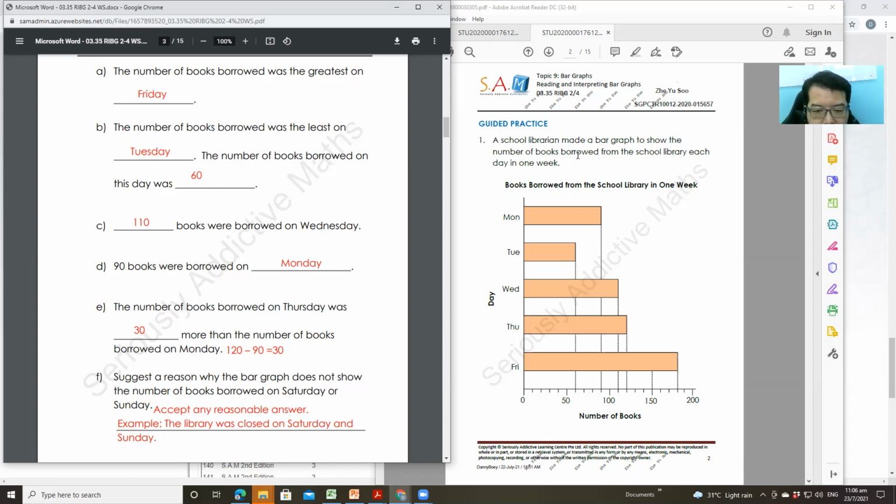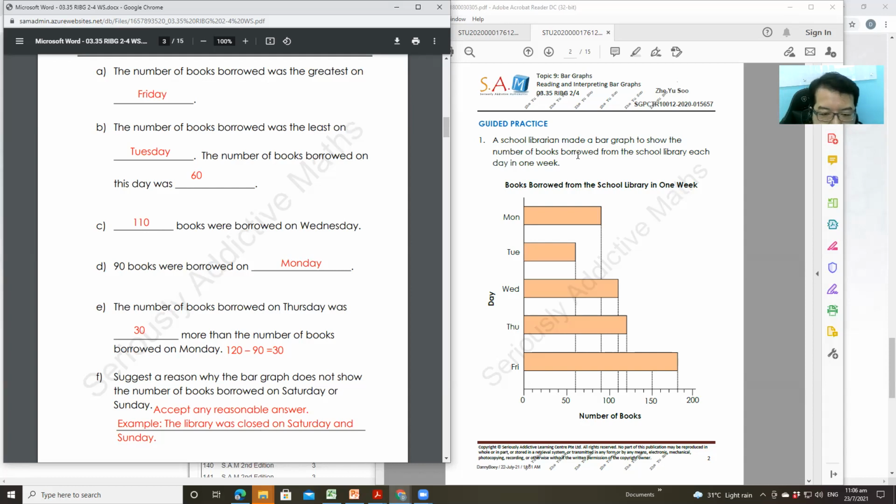E, the number of books borrowed on Thursday was this comparison. Thursday's comparing with Monday, right? So on Thursday, there were 120, and then Monday, there were 90. So 120 minus 90 equals 30, right? So 30 more than the number of books borrowed on Monday.